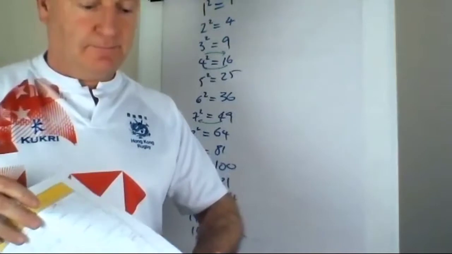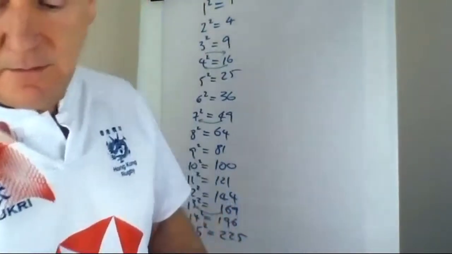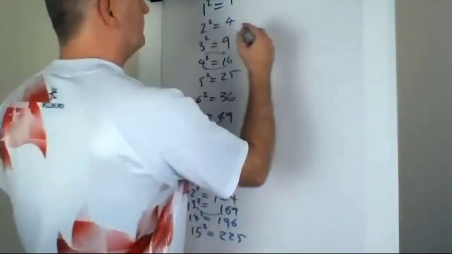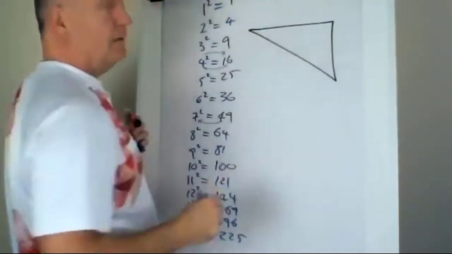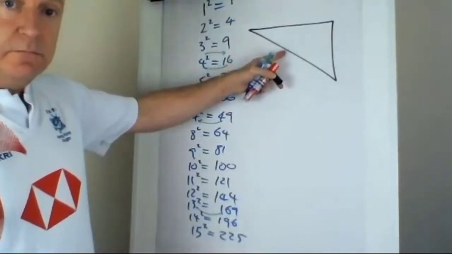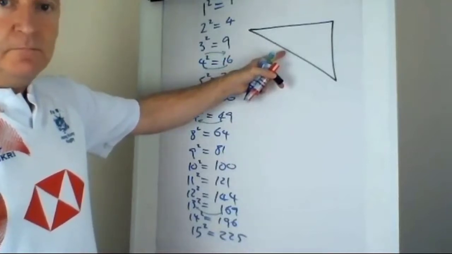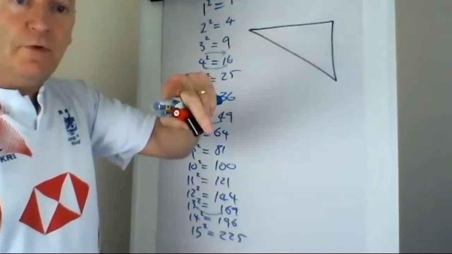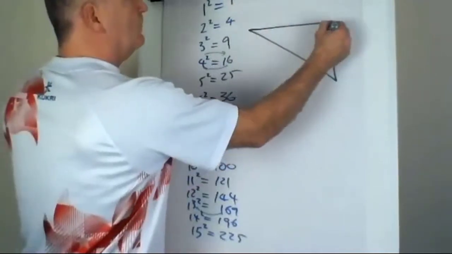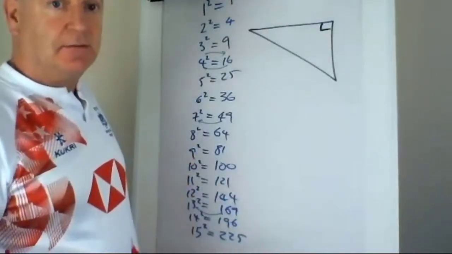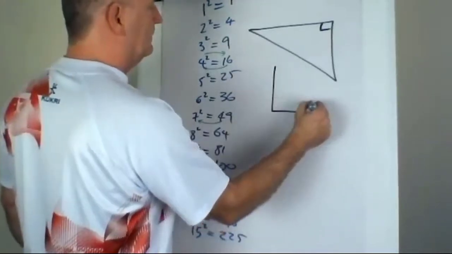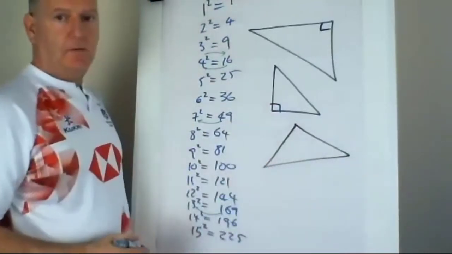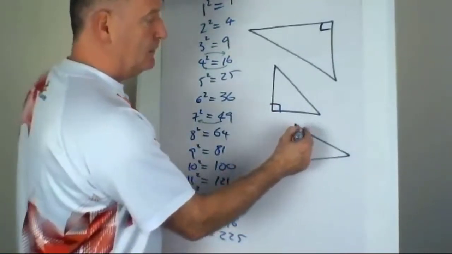Why will Pythagoras work? The formula looks like it. Because what's Pythagoras? The square of the hypotenuse is equal to the sum of the squares on the shorter sides. In this triangle? No. Why not? It's not a right angle, it's not rectangle. This triangle? Yes.